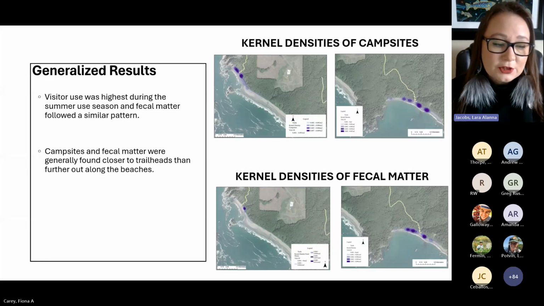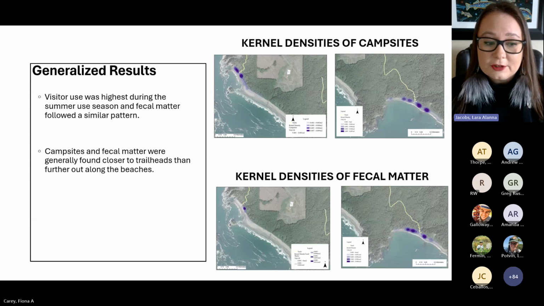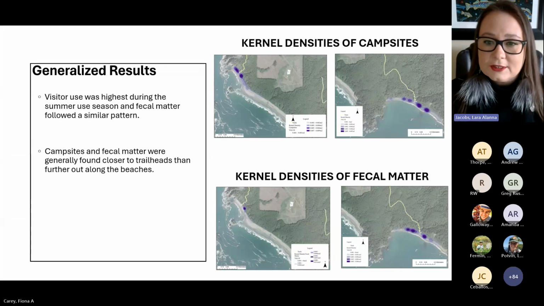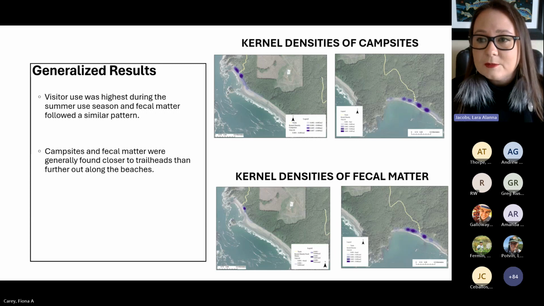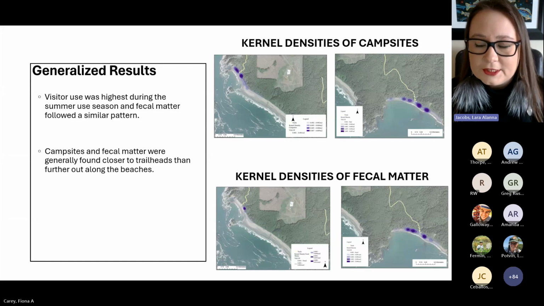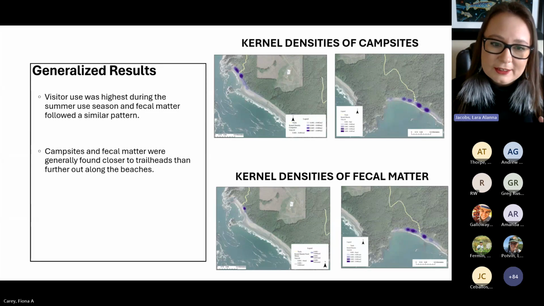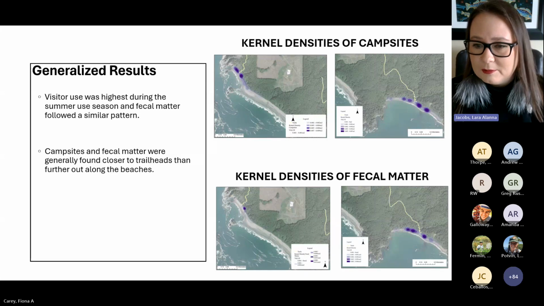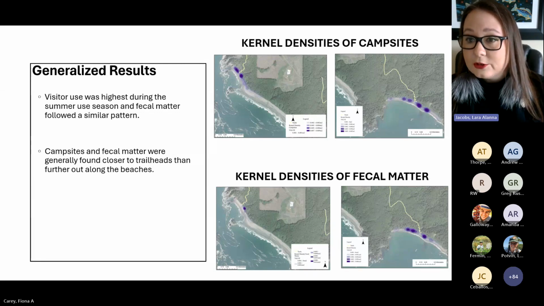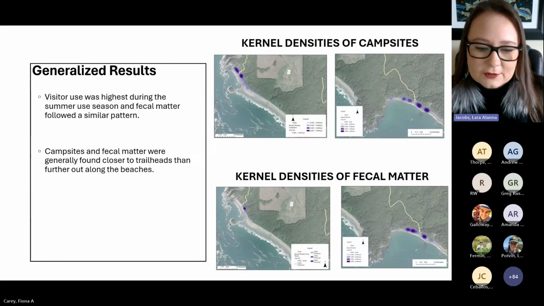And then we also saw that campsites and fecal matter were generally found closer to trailheads than further out along the beaches. On these kernel density maps on the right, the top two are Second and Third Beach respectively, where we're looking at the kernel densities of campsites, and you can see the high congregation of campsites near the trailheads in both of them. It's a little bit more spread out in the second figure, where you can see on Third Beach we have different levels of density.